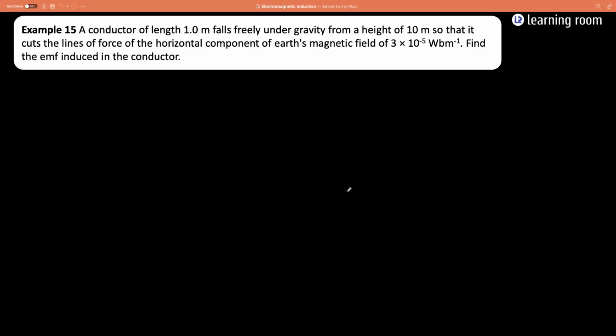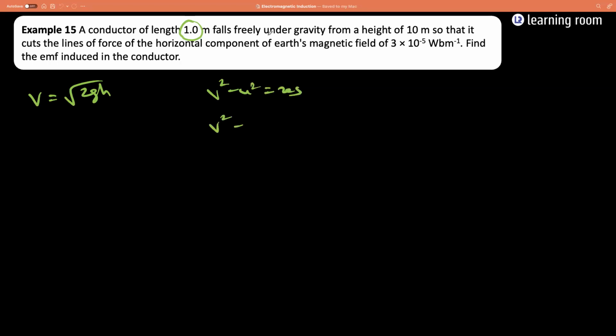So here, you know the length, right? They told us it is falling freely under gravity. So why did they give that information for you to calculate the speed? All right, so how will you calculate the speed? v is equal to root 2gh. You know this? v square minus u square is equal to 2as.